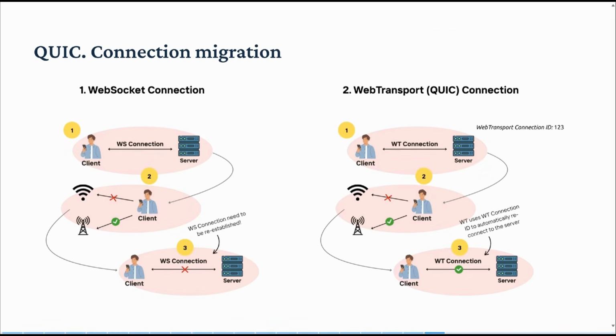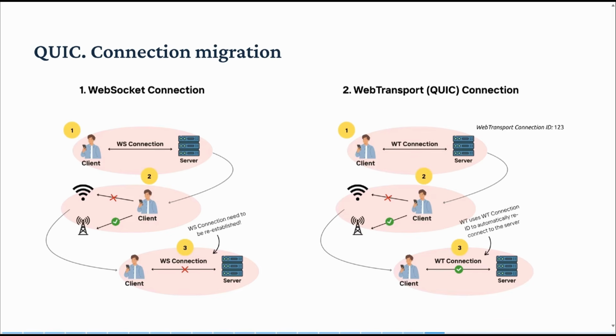One really cool feature I mentioned before is connection migration, and this solves a real problem for mobile users. With a WebSockets connection, when you switch from Wi-Fi to LTE, which happens from time to time as you move around, the connection needs to be completely reestablished because TCP connections are fundamentally bound to IP addresses. When your IP address changes, TCP considers it a completely different connection and drops the old one.